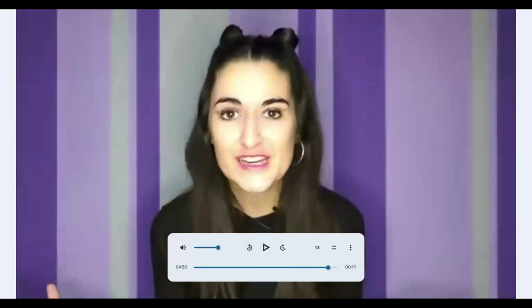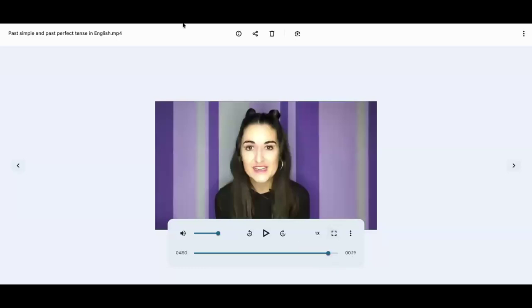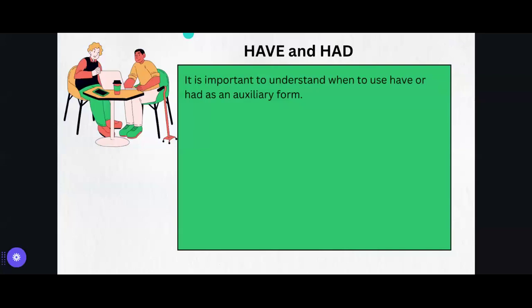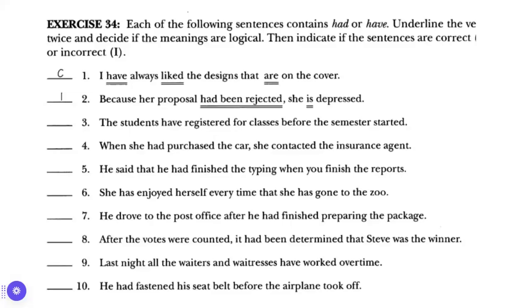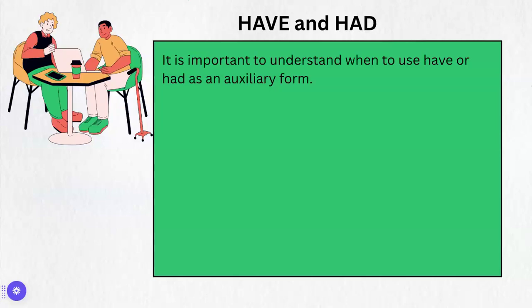And I think that both videos explained very clearly when should we use the present perfect and when we should use the past perfect. Okay, so we're gonna leave it here. On our next session, we're gonna practice this.